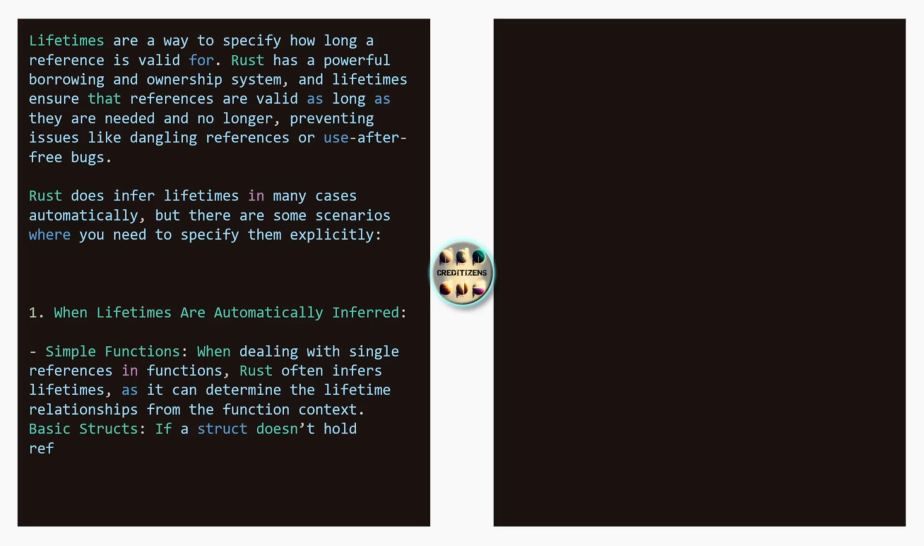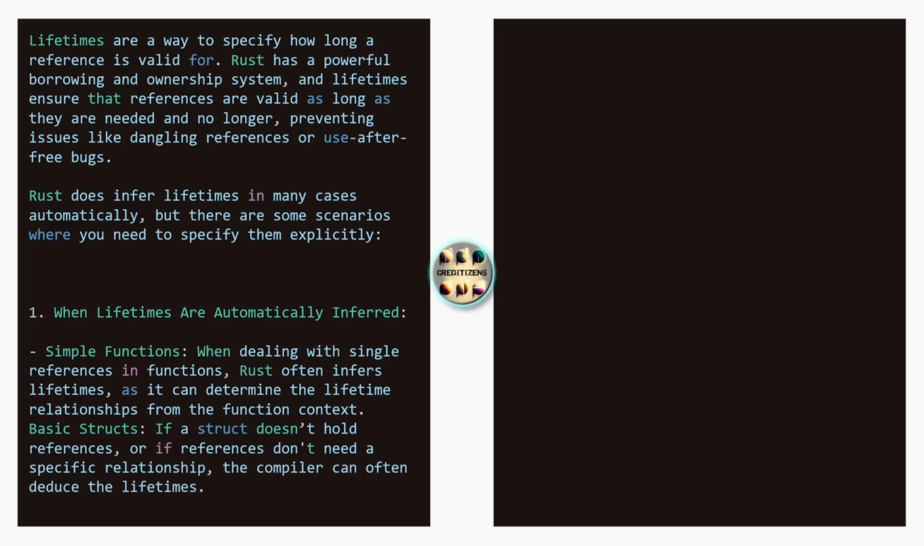So after here, we're going to go through different points in which you need to explicitly specify those lifetimes. The first one is when lifetimes are automatically inferred. Let's check this one first. Simple functions. When dealing with single references in functions, Rust often infers lifetimes, as it can determine the lifetime relationships from the function context.